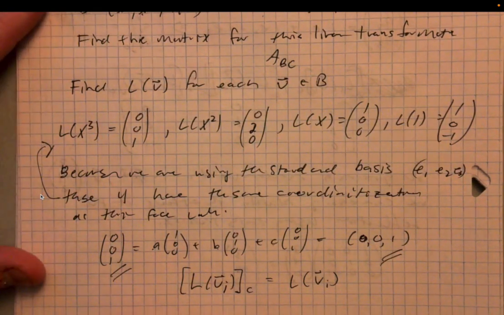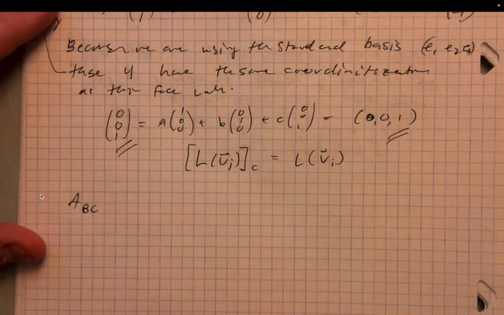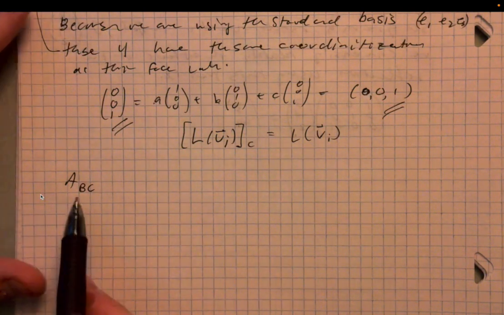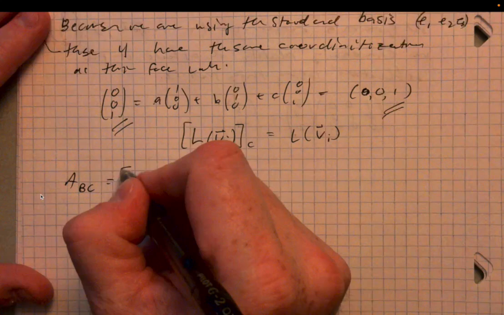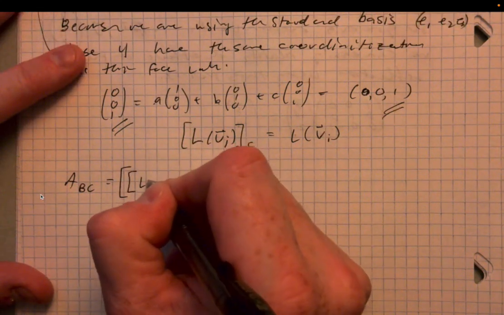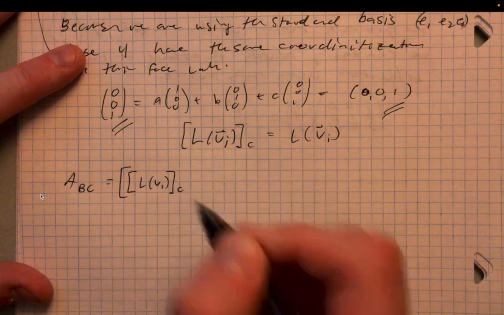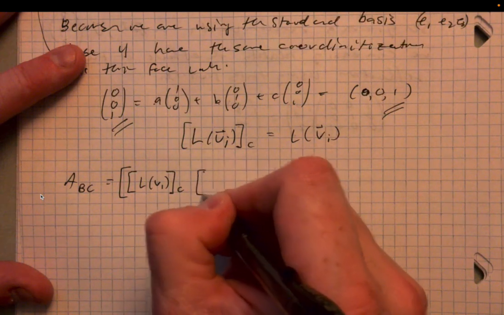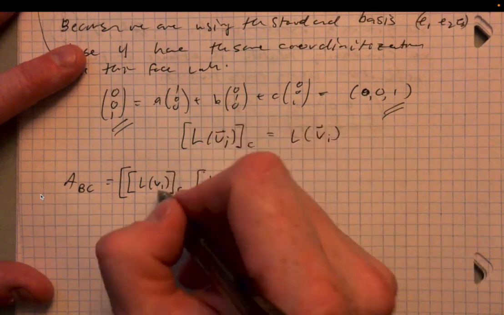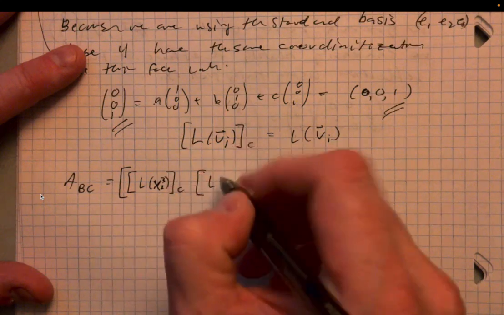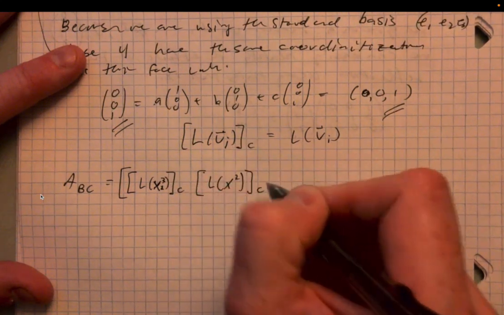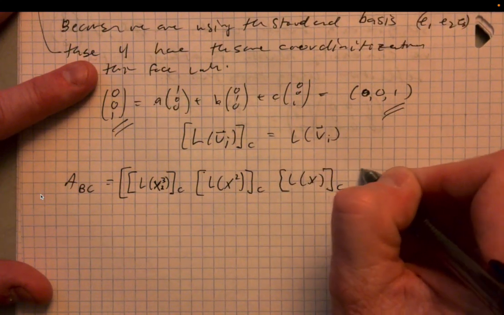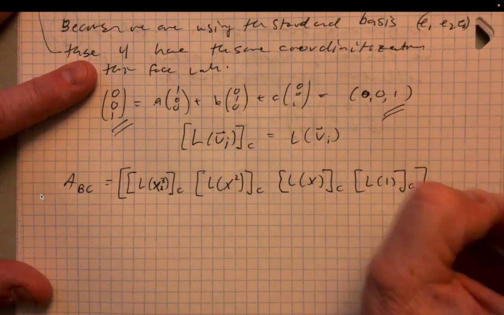Okay, and so the matrix A, the matrix for the linear transformation, is going to be equal to, now we know that in general it's this: L of v1 coordinatized in C, and then L of, I guess I should put the actual thing, so this would be x cubed, and then L of x squared coordinatized in C, and then L of x coordinatized in C, and then L of 1 coordinatized in C, right?